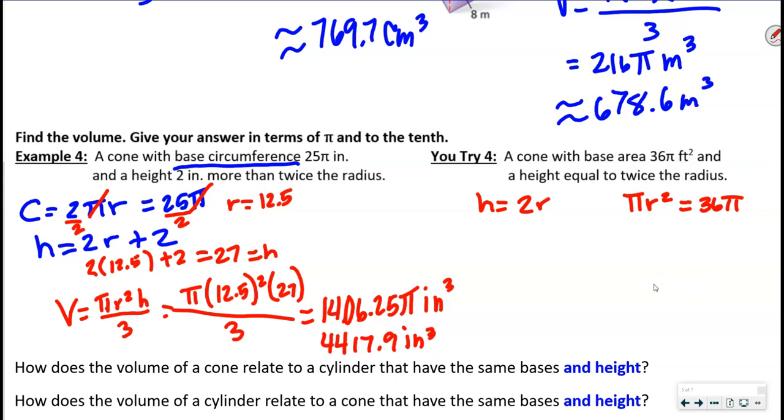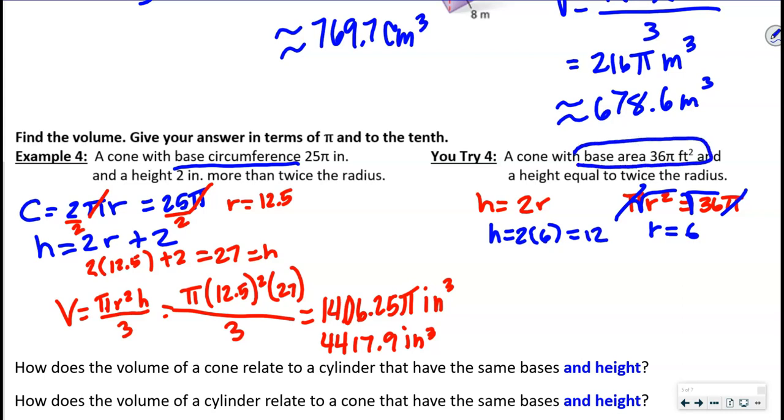Okay, so over here I'm going to do this first. So I'm going to cross out my pi's, and I'm going to take the square root of 36. So r is equal to 6, yes? Which means our height is equal to 2 times 6, which means it's 12, yes? Okay, now this time we have our base area, so I don't have to compute that. So my base, because remember, a volume is equal to base times height divided by 3, right? So we're going to do 36 pi times 6, and then we're going to divide all that by 3.